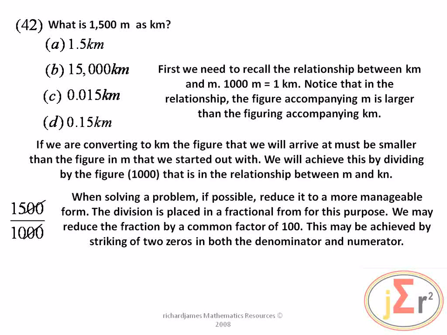Now, we may reduce the fraction by a common factor of 100. This may be achieved by striking off 2 zeros in both the denominator and numerator. So, a short way to reduce something by a factor of 100 is to strike 2 zeros in the numerator and 2 zeros in the denominator.